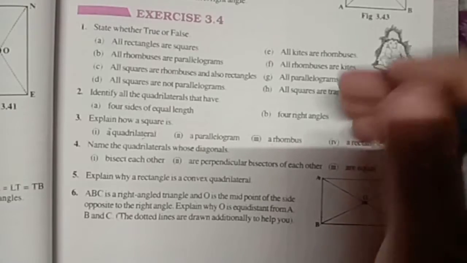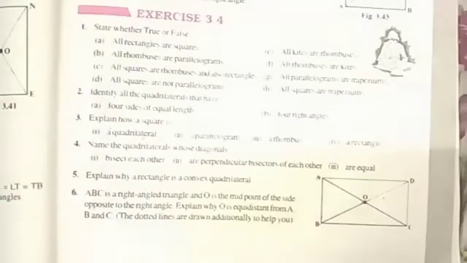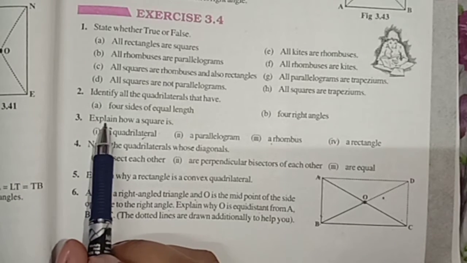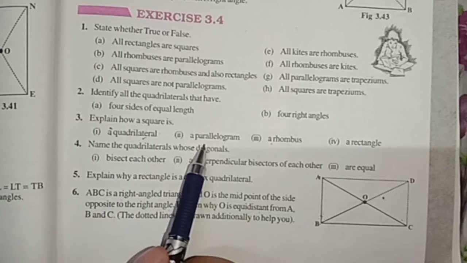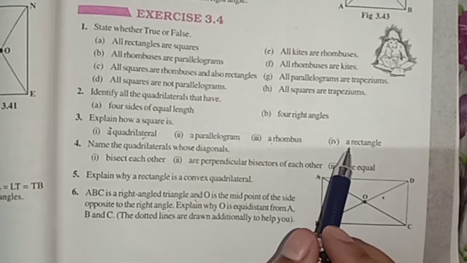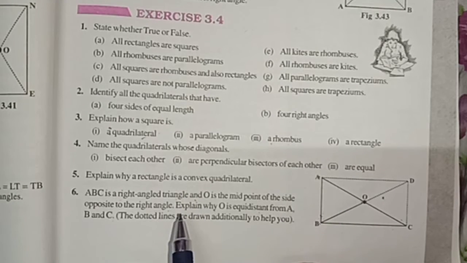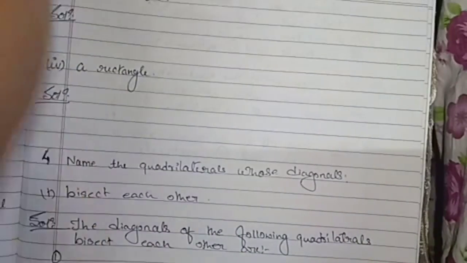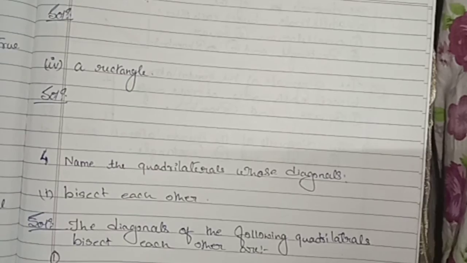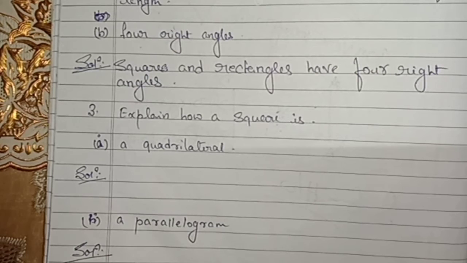Students, I'm going to continue exercise 3.4, question number 3. Question number 3 is: explain how a square is a quadrilateral, a parallelogram, a rhombus and a rectangle. We have to explain how a square is a quadrilateral. So, let's check the solution. So how is a square a quadrilateral?